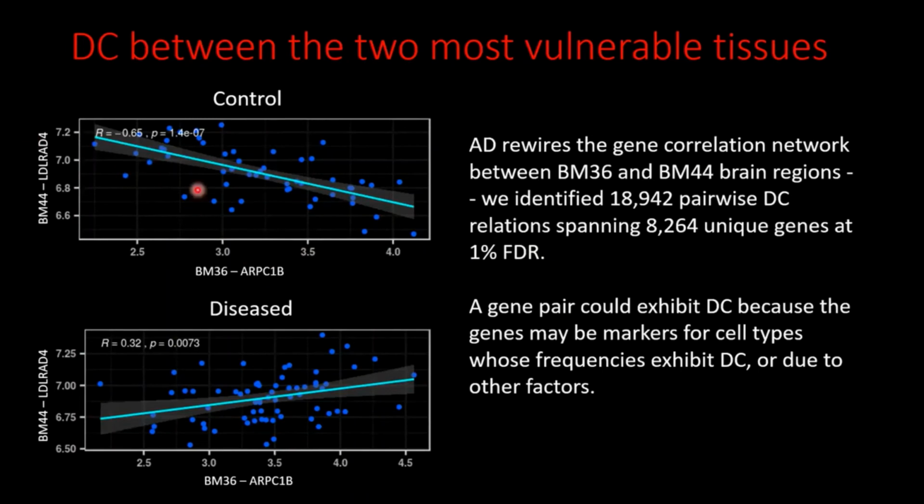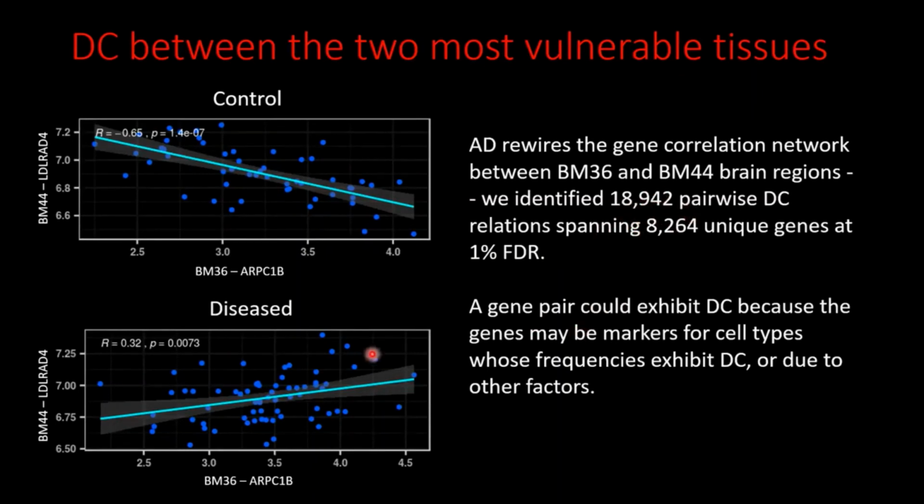So something that was negatively correlated becomes positively correlated, and the extent to which the gene expression pattern changes means that that particular gene pair, gene edge, is differentially correlated. So it's more important to look at such gene pairs. Similarly, like I said before, 18,942 such relations were identified.